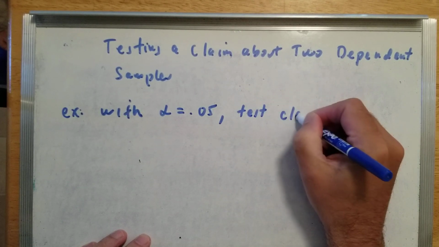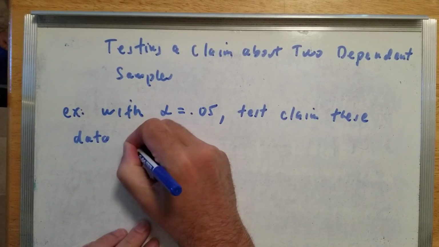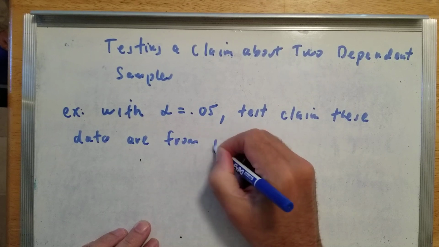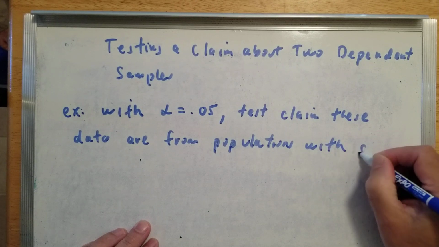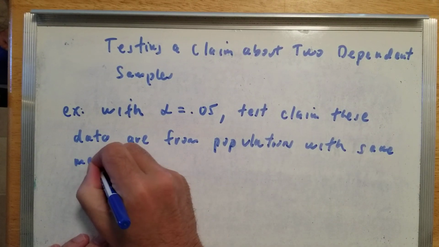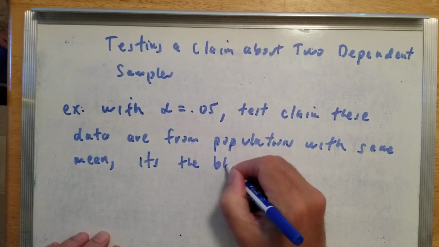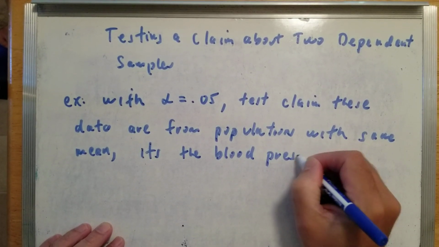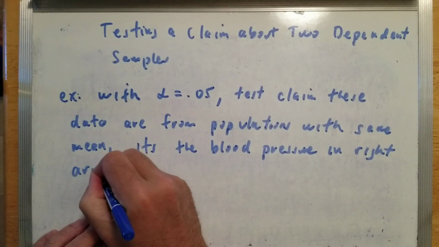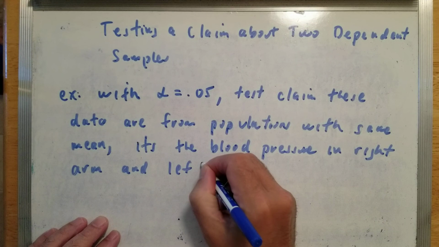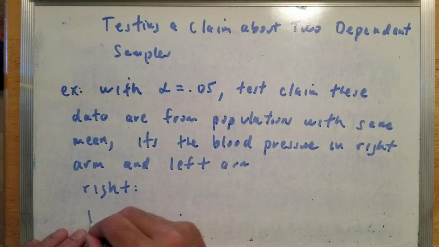Test the claim. These data are from populations with the same mean, and it's the blood pressure in the right arm and left arm. And here's the paired data, the right arm and the left arm.